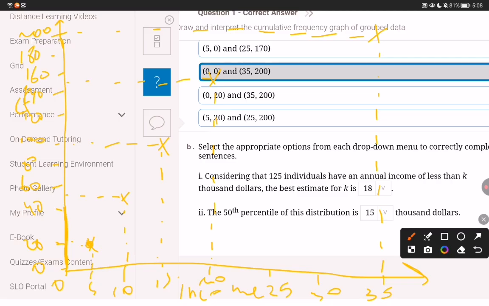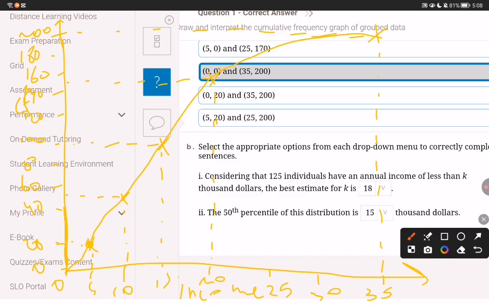Okay. And then you just draw a line from 0, 0. That's not from 0, 0. From 0, 0 through your points. And this is how your cumulative frequency graph should look.